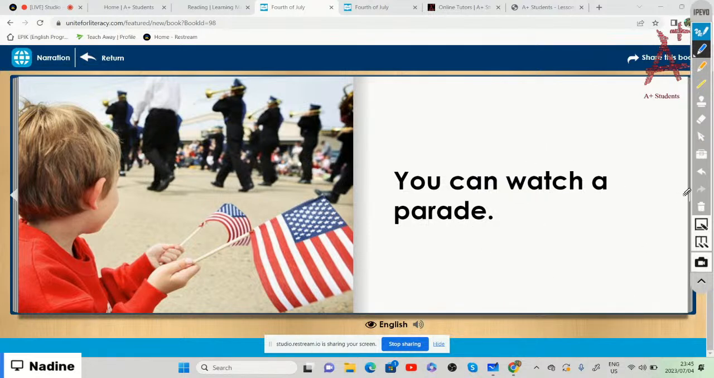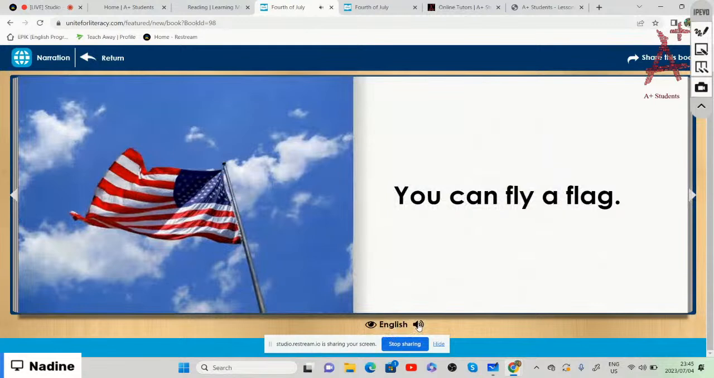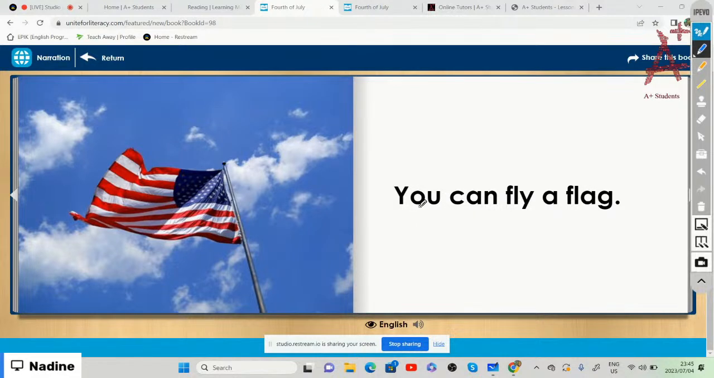Beautiful. Let's go to the next one quickly. Fly a flag. What can you also do on the 4th of July? So fly a flag. So those are all the things that we can do. So sometimes also when we are reading a book, we will also be able to identify either nouns or verbs, like in this case, action verbs, the lesson that we were basically doing.